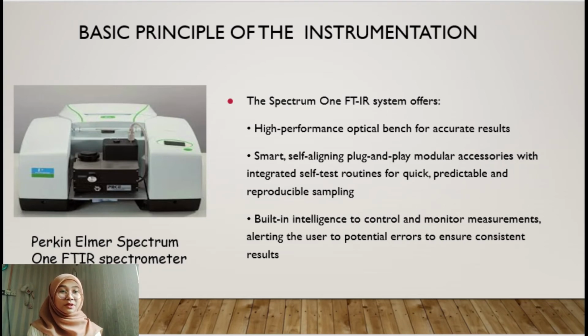The basic principle of the instrument that we use in this journal is the Perkin-Elmer Spectrum 1 FTIR spectrometer. The Spectrum 1 FTIR system offers a high-performance optical bench for accurate results. It is a smart, self-aligned, plug-and-play modular accessory with an integrated self-test routine for quick, predictable, and reproducible sampling. It also has built-in intelligence to control and monitor measurement, alerting the user to potential errors to ensure consistent results.